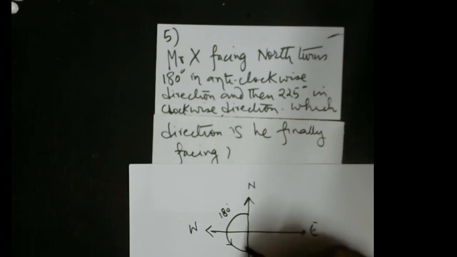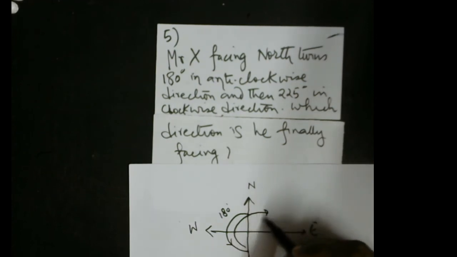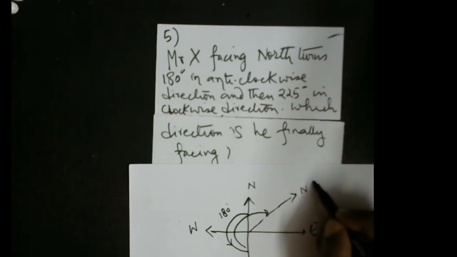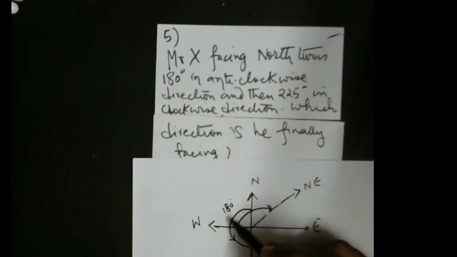Now clockwise direction only from south to north towards east. How much? 225, 180 plus 45. So this final direction of the person is this direction, that is northeast. So which direction the person is facing finally? Northeast, because 180 degree anti-clockwise from north to south. Anti-clockwise means east to north, north to west, west to south. So when facing north, the person is changing direction 180 degree anti-clockwise, then his movement will be towards south.